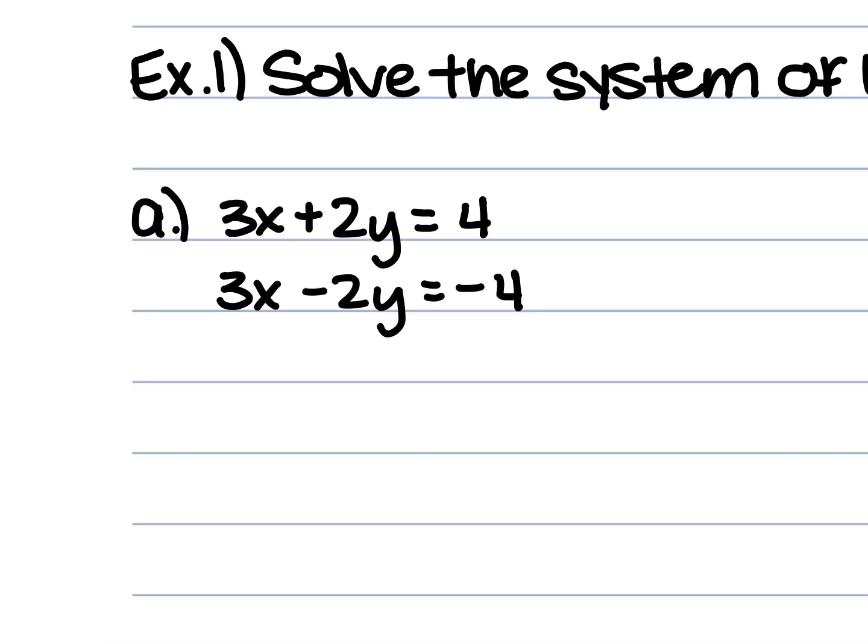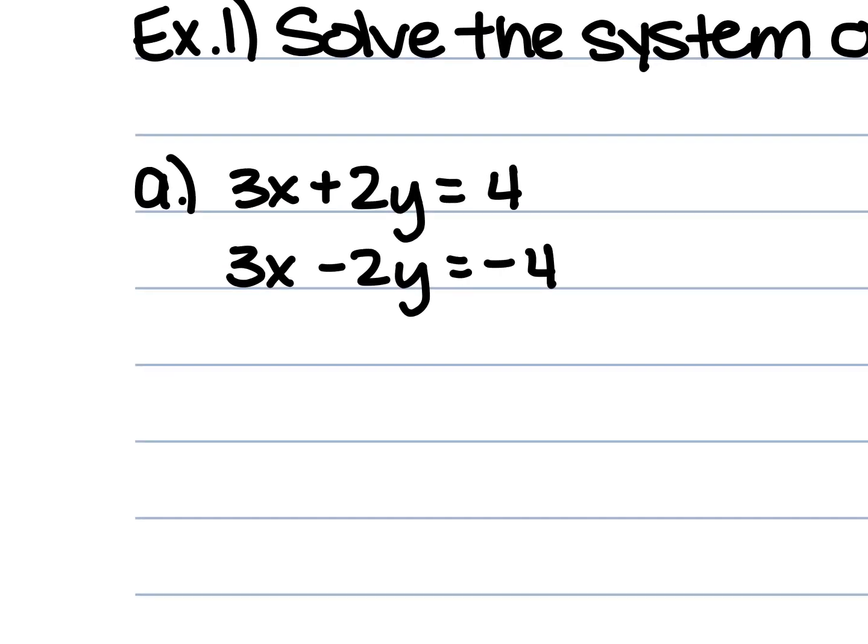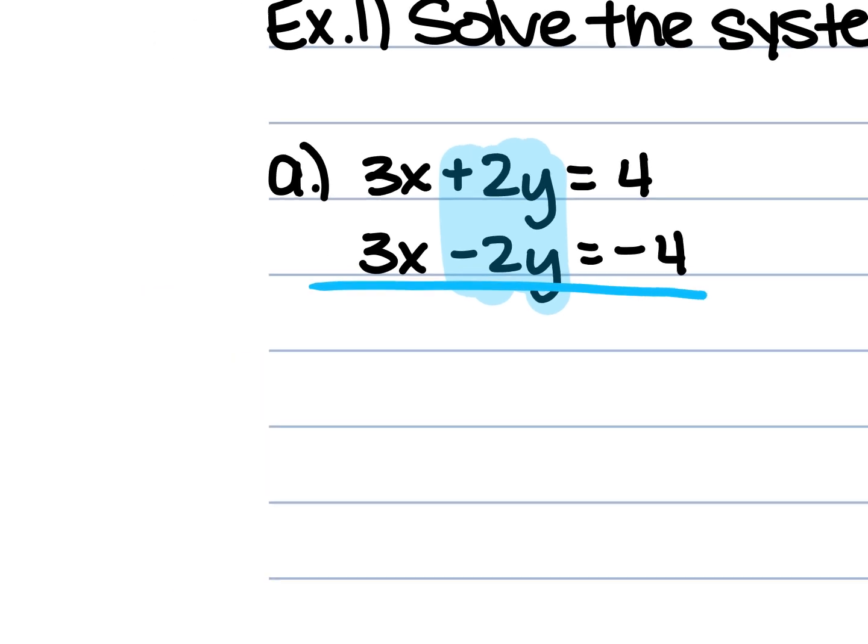So looking at A, we always want to look and see if we have the same number but opposites for one of our variables. Do I have that? With the x's or the y's? The y's. So the y's are going to be the ones that I eliminate. So I'm going to combine all my like terms.